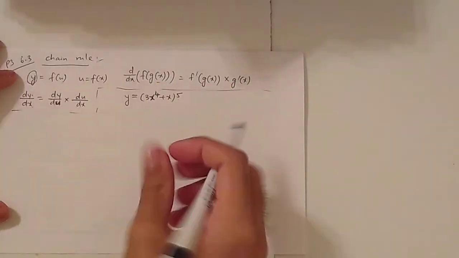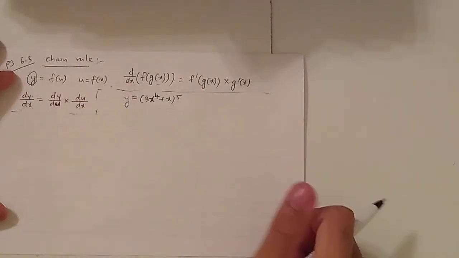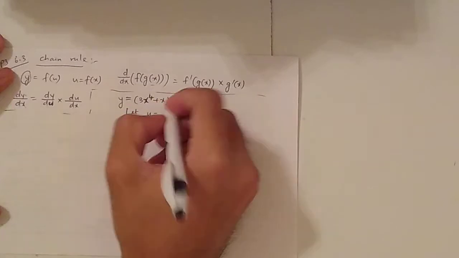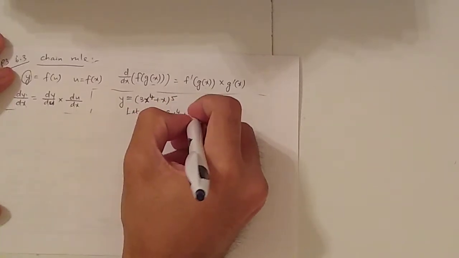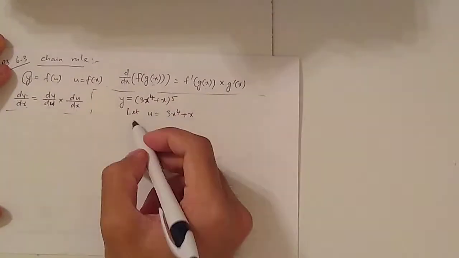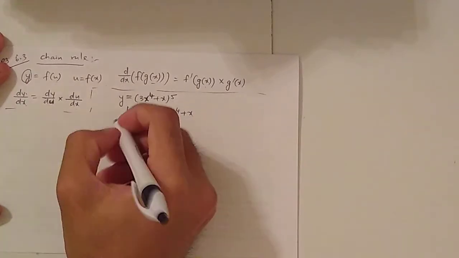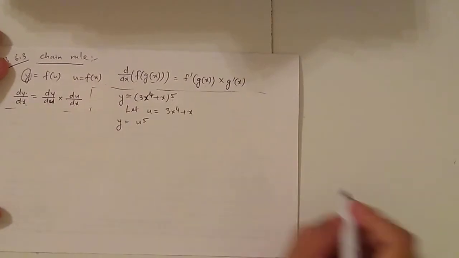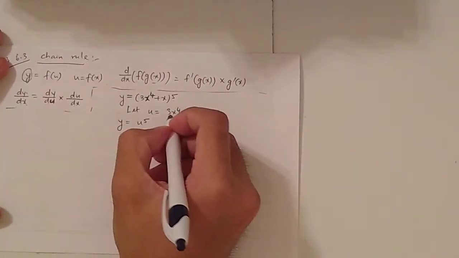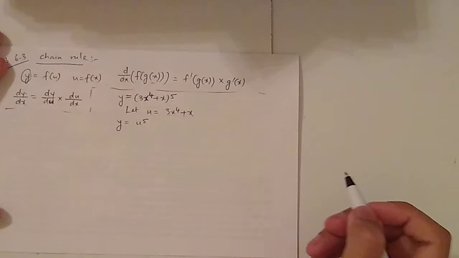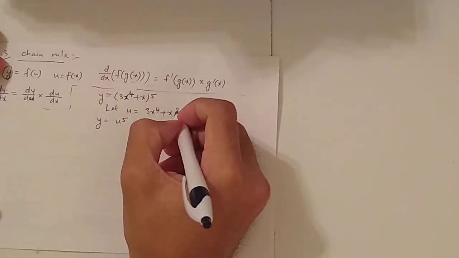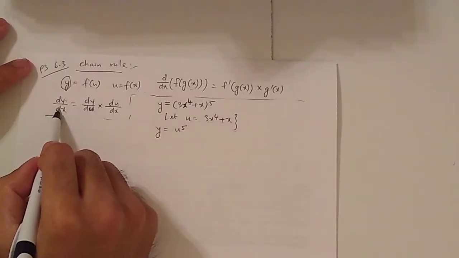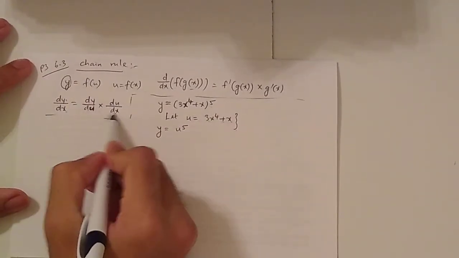So let's consider anything that is inside the function to be u. Let u be equal to 3x raised to 4 plus x. If u is equal to 3x raised to 4 plus x, then what is y? y is equal to u raised to 5. So u is equal to 3x raised to 4 plus x, y is equal to u raised to 5, and now we want to find dy by dx.